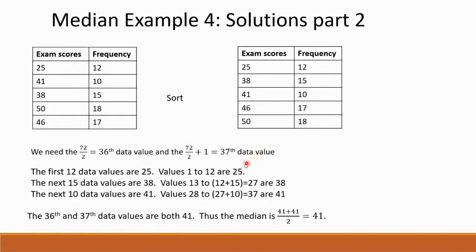Make sure I didn't make a mistake. So the first 12 we know are equal to 25, meaning data values 1 through 12 are 25. Now the next 15 equal 38, so that means 13, 14, up to 12 plus 15, which is 27. Those all equal 38.